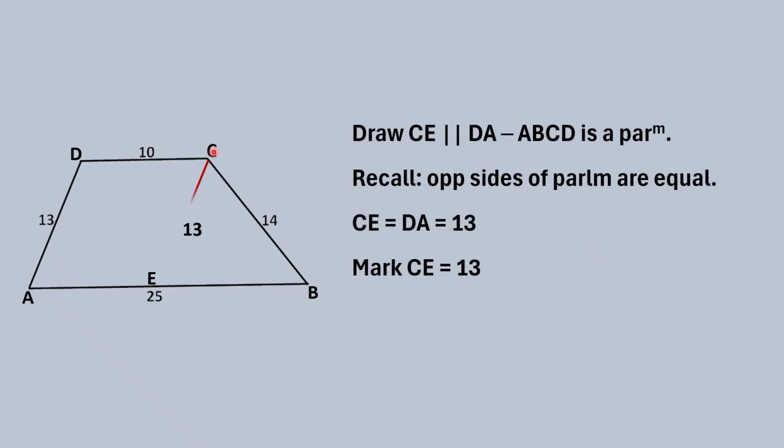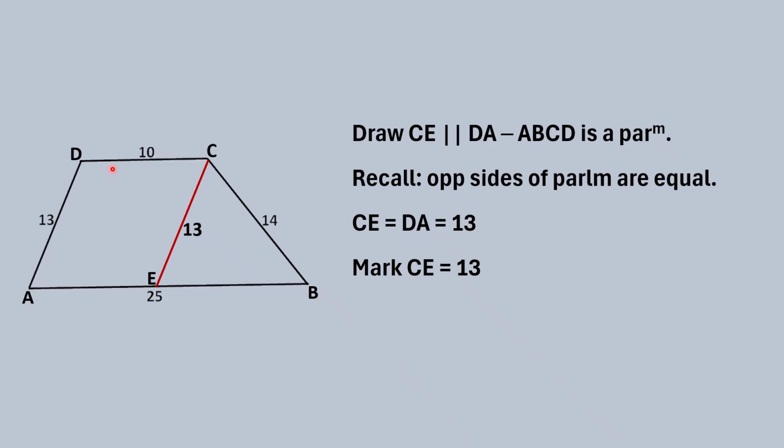Now draw the CE line. You can see the animation. Draw CE parallel to DA. You are drawing this line CE, the red line, parallel to DA. So draw CE parallel to DA. ABCD is a parallelogram. Why? Because DA and CE are parallel. We have drawn it parallel.